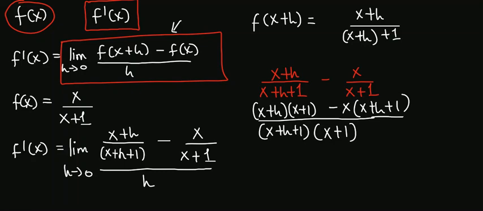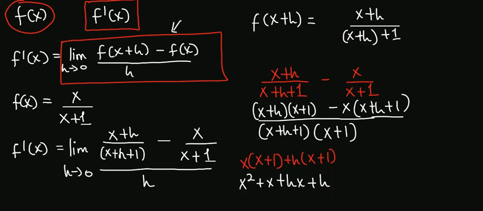So let's further simplify this. To further simplify, we will have to expand this first term here. So let's look at how you are going to do that. Let's do the distribution. You're going to have x multiplying x plus 1 plus h multiplying x plus 1. Now let's do the distribution. We're going to have x squared plus x plus hx plus h.